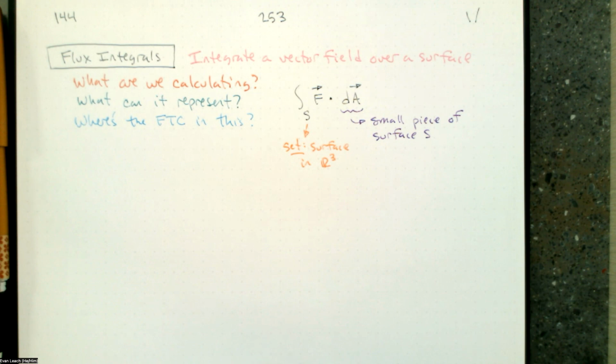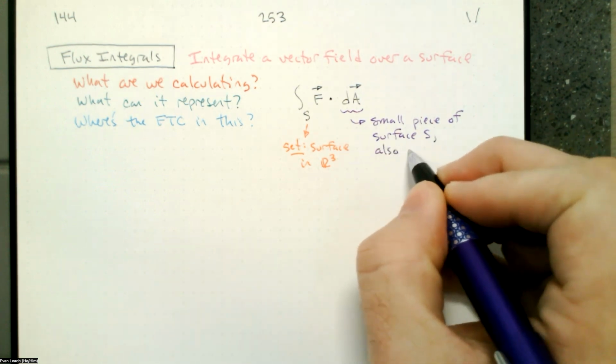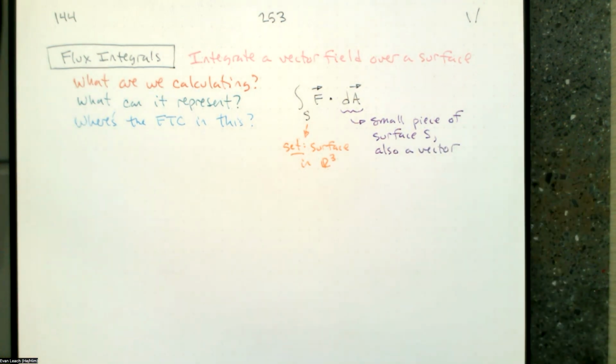It's a small piece of the surface S, like we're going to be expecting, where we're going to assume that everything is nice and constant, even though everything is continuously variable. It's a small piece of the surface S, and we also want to note that it is a vector, to make our multiplication go.